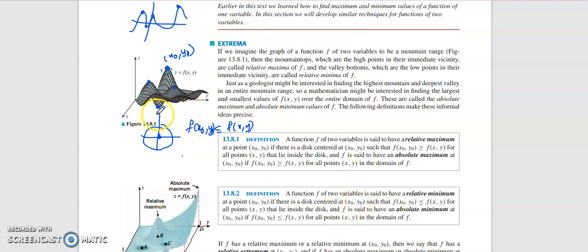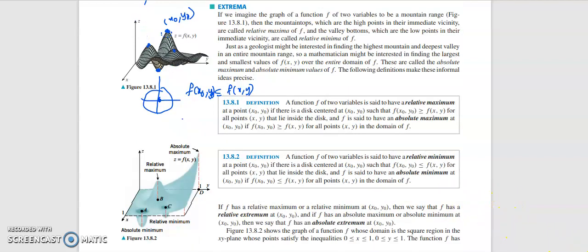This becomes an absolute minimum if f of x0 y0 is less than or equal to f of xy in the entire domain. So not just that disk: for any xy value we take in the entire domain, if f of x0 y0 is less than or equal to f of xy, that value is called the absolute minimum. So this is how we define an absolute maximum and absolute minimum.